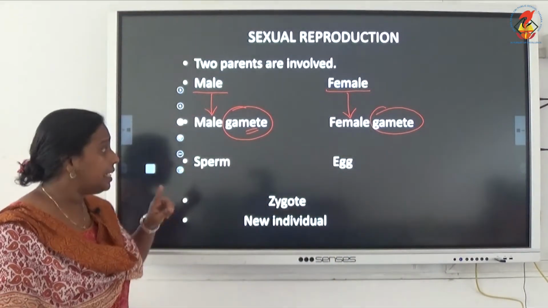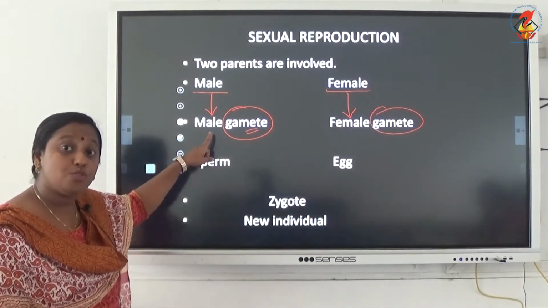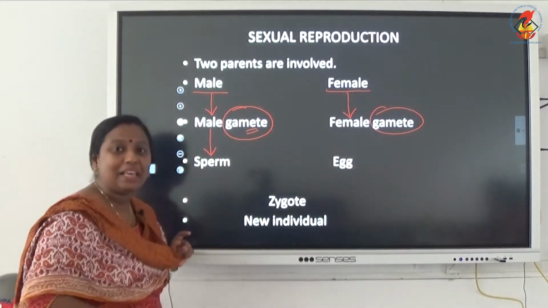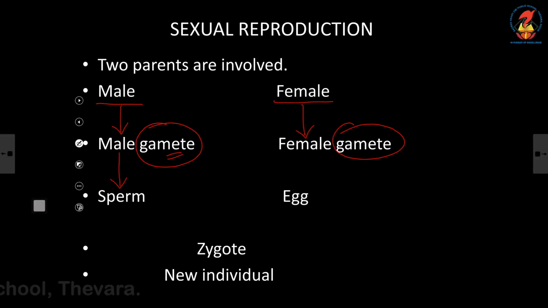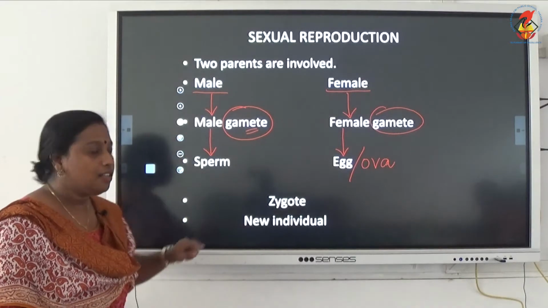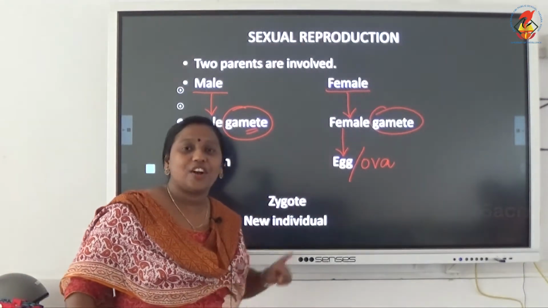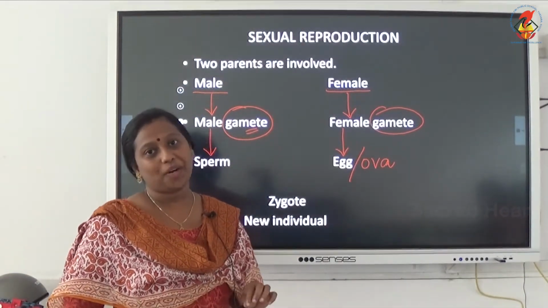Now, the male gamete, the name for the male gamete is sperm, and that of female gamete is egg or ova. Both are same. Clear? So, the male gamete is otherwise called the sperm. The female gamete is called the egg or the ova.